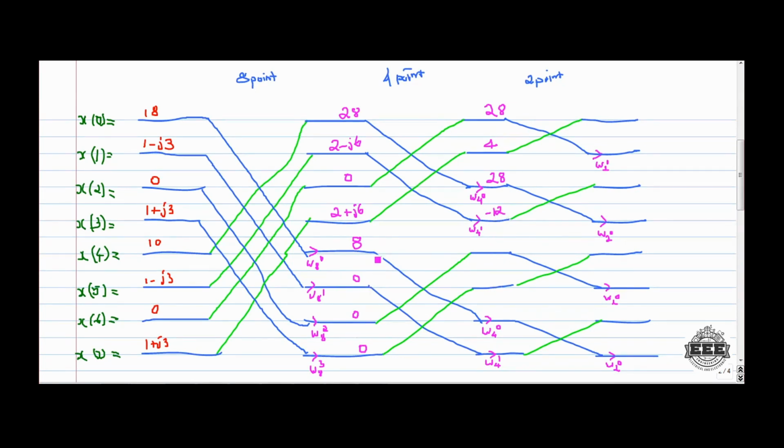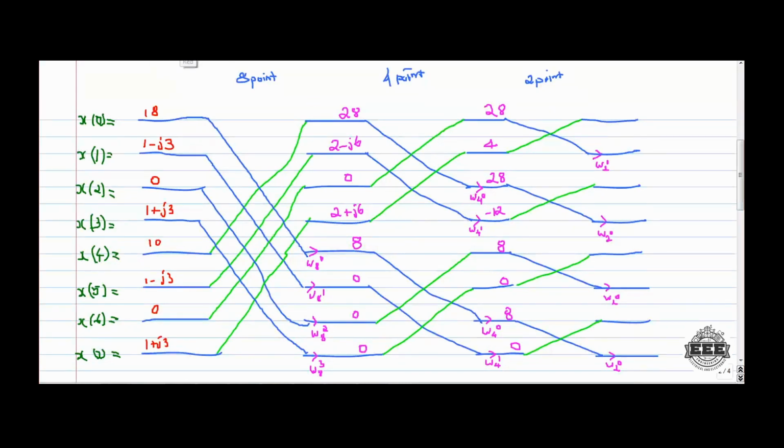Okay, here. So the next 4-point sequence, the A value is 8, B value is 0. So 8 plus 0 is 8. 8 minus 0 also, it will be 8. So the second sequence is 0. So simply we will substitute 0 and then 0. Okay, the second stage of output also has been completed. So the output of the second stage will be the input of your third stage. Your third stage is the 2-point sequence.